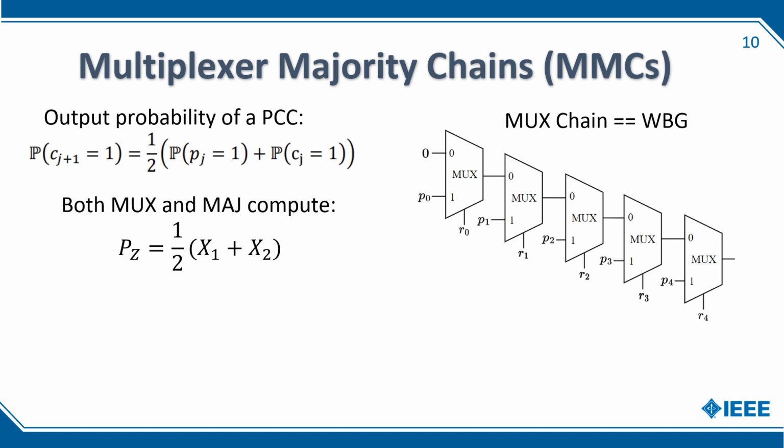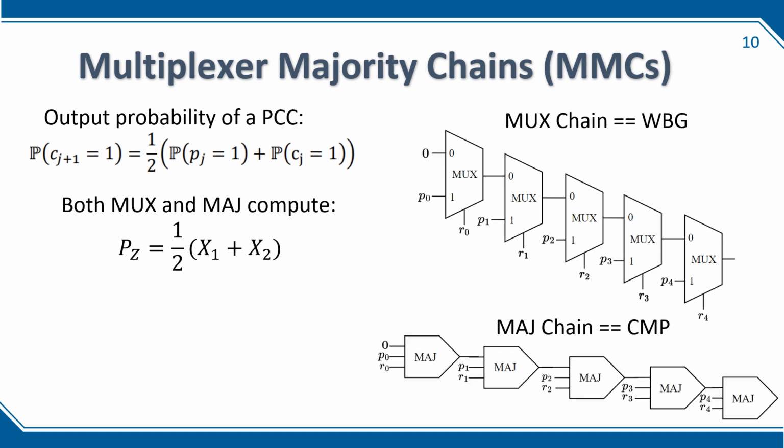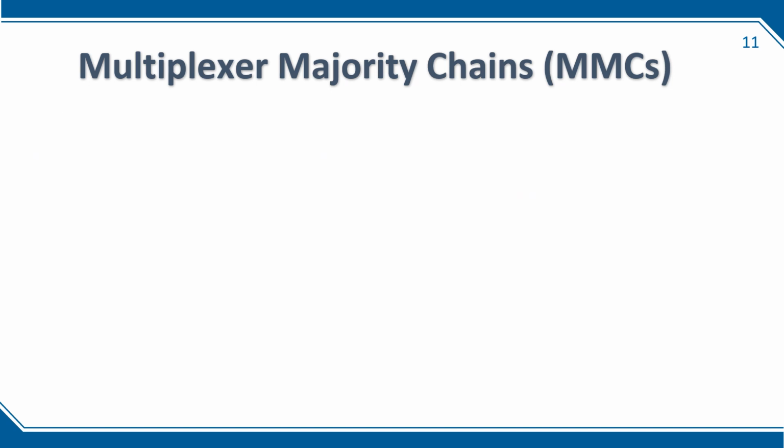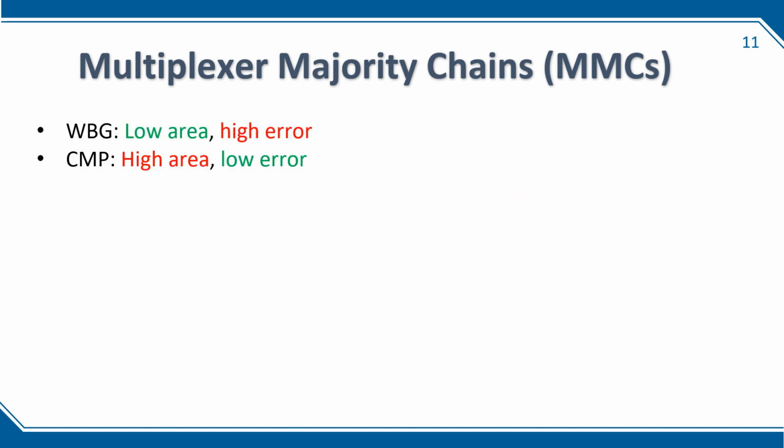To perform a comparator using the same equation, we construct a similar chain out of majority gates instead of muxes. Majority gates output a 1 if 2 or more of their inputs are 1, and prior research has shown that they implement the same averaging function as muxes when one of their 3 inputs has the value of 0.5. Majority gates are known to have a higher area cost than muxes, which is consistent with our prior observations that comparator-type PCCs have higher area than WBGs. Additionally, it has been shown in prior research that majority gates tend to have a higher output correlation than muxes, which is again consistent with the lower correlation error of comparator-type PCCs.